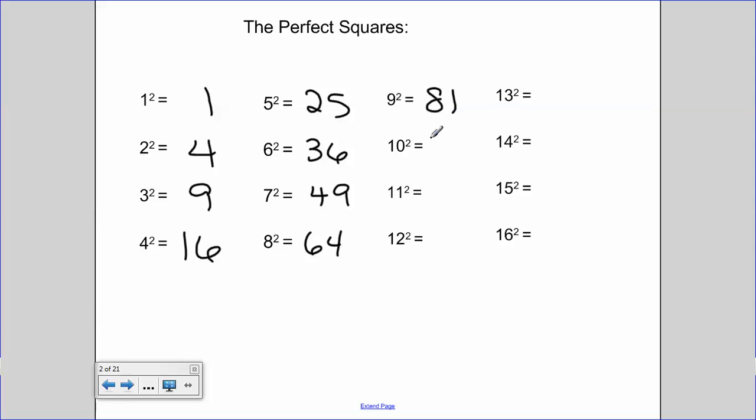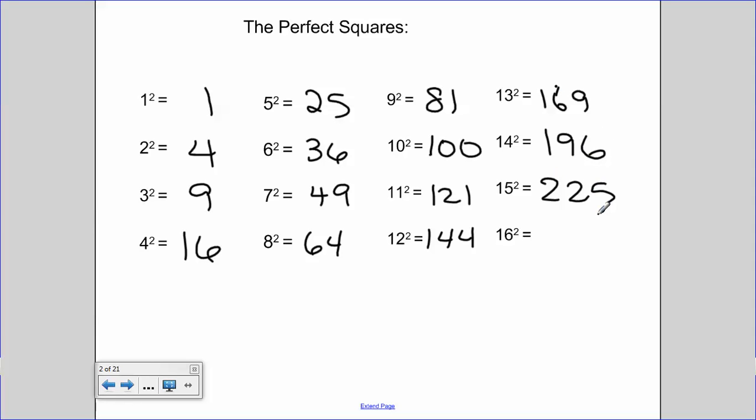10 squared, 100. 11 squared, 121. 12 squared, 144. 13 squared. You'll have a calculator, right? 169. Correct. 169. How about 14 squared? 196. 15 squared? 225. 16 squared? 256. And we can keep going.